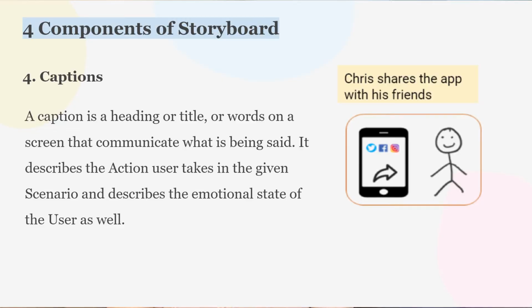Moving ahead to component number 4, which is captions. A caption is a heading or title or words on a screen that communicate what is being said. It describes the action that a user takes in the scenario and also describes the emotional state of the user while they are making use of the solution in the storyboard. Adding different emotions into the character while you are presenting them in the storyboard helps you to form that connection with the user and motivates you to solve the problem of the user, while also helping the other person to connect with the character of your story.